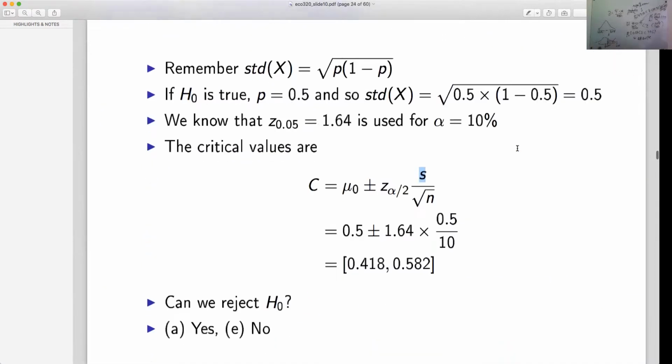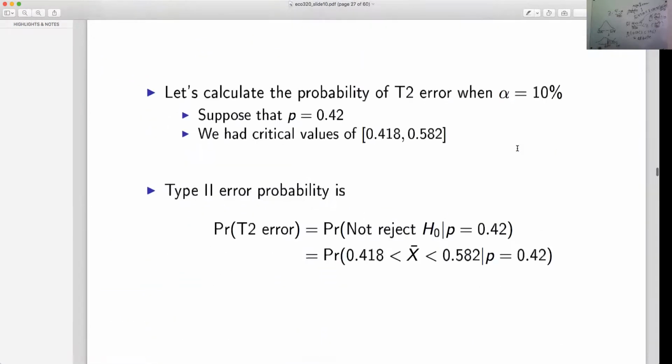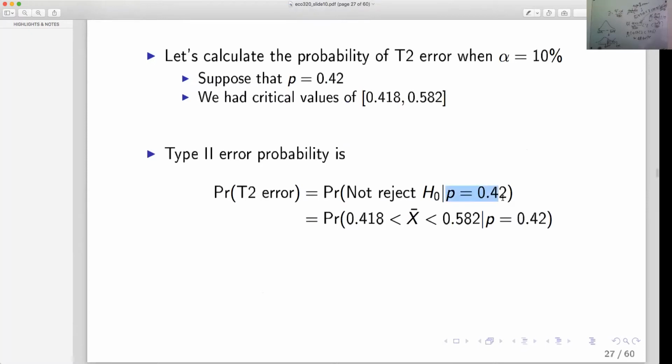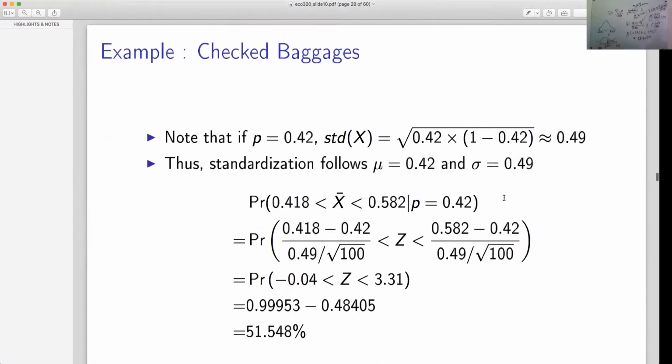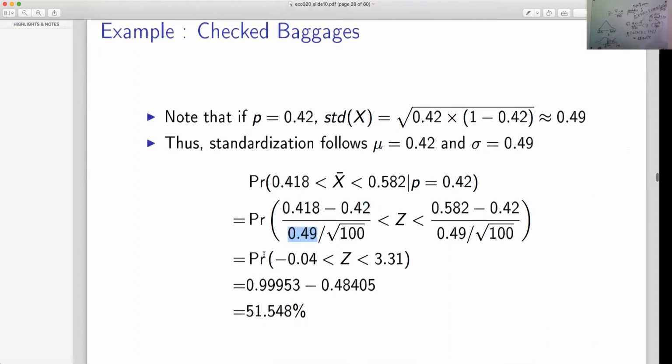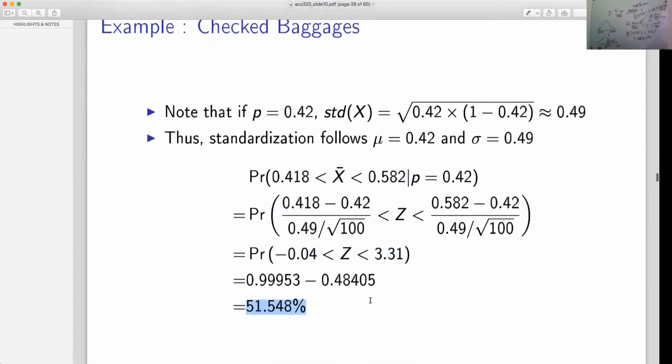So we didn't have any conditional statement, so we just used S directly from here, right? But on the other hand, in type 2 error cases, we are actually conditioning on this p equal 0.42. So you have to use this one to answer this question. It used to be 0.5, but now it's 0.42. Your standard deviation changed as well. Sample size didn't change. As a result, this T-score changed as well. And finally, this is 51.5%. That is your probability of type 2 error.